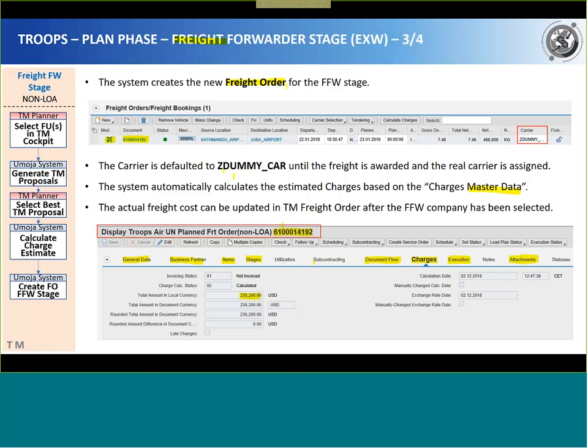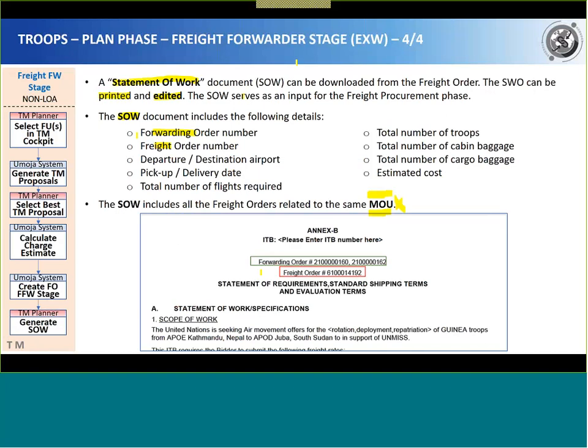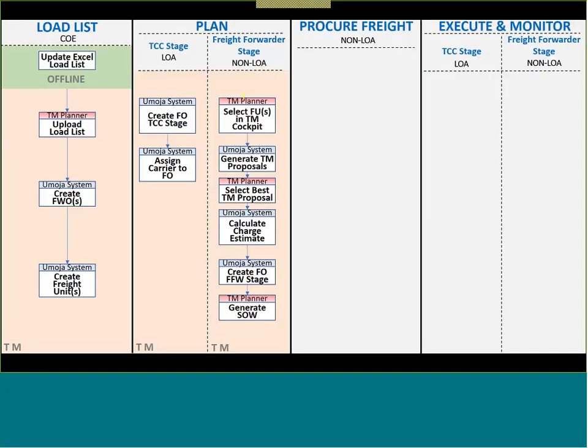Okay, so let's move on. We were talking about the freight forwarder stage. We already showed the statement of work, and this statement of work serves as an input for the freight procurement. The freight procurement process is not changing. It remains in SRM, the part of the freight shopping cart.